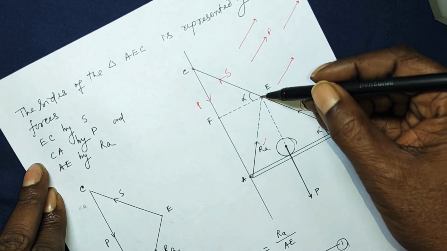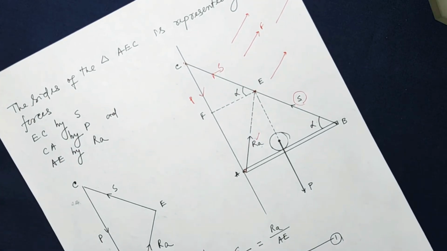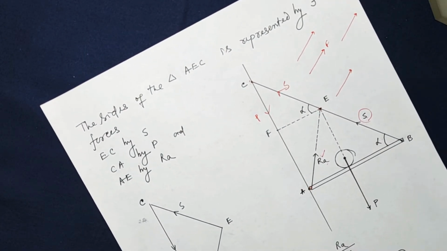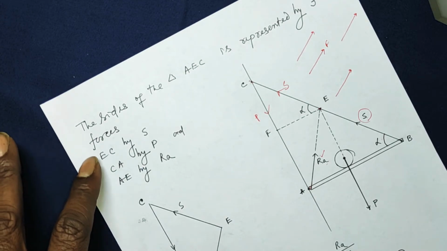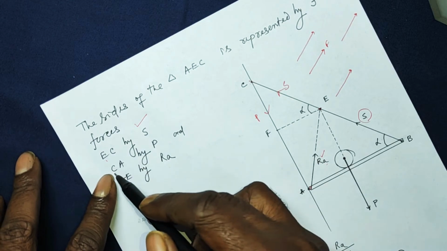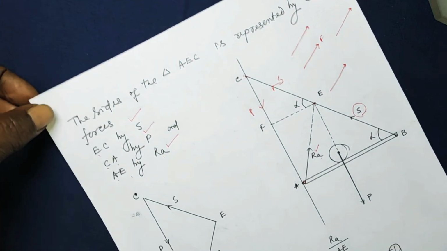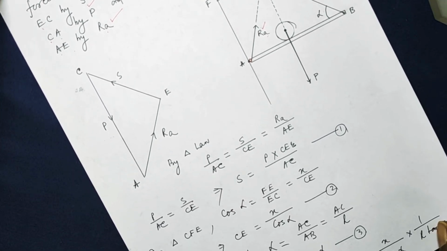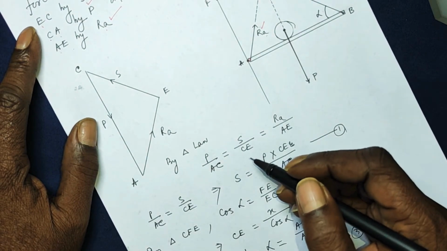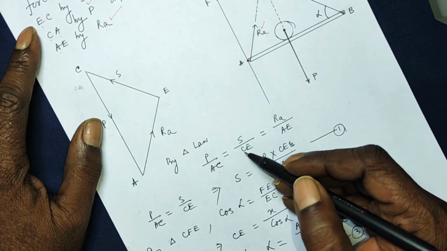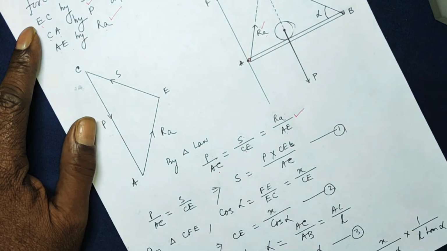And the side AE is represented by the reaction force RA. So that is what I have written here. The sides of the triangle AEC are represented by three forces: EC by S, CA by the load P, and AE by the reaction force RA at point A. Now, from the law of triangles, P over AC will be equal to S over CE will be equal to RA over AE.